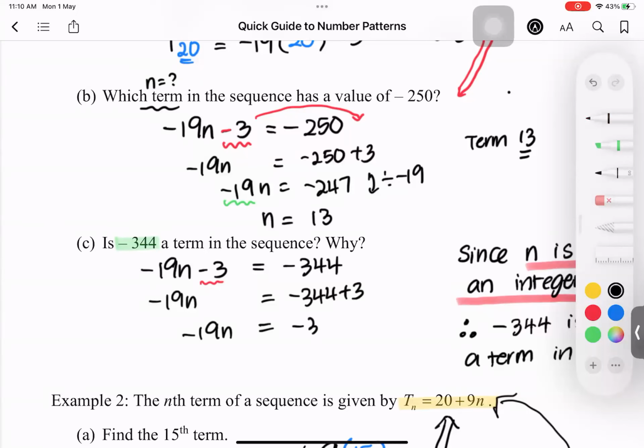Negative 341, and I'm going to divide by negative 19. Okay, I got my answer. Negative 341 minus 344 plus 3, divided by negative 19. What is your answer?